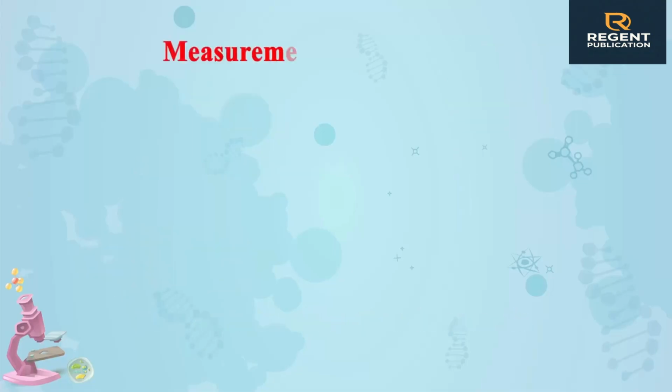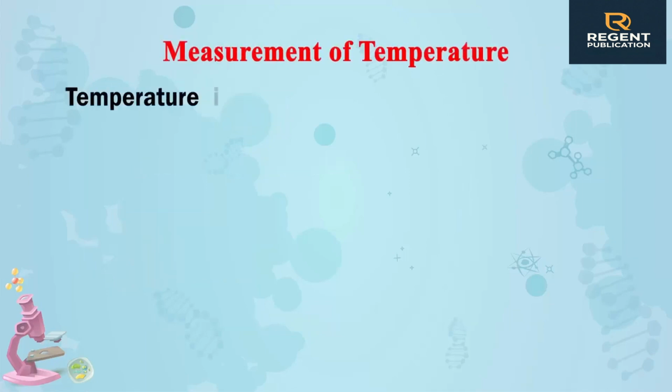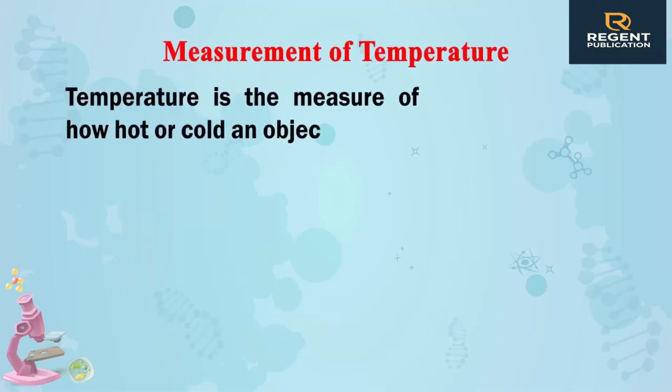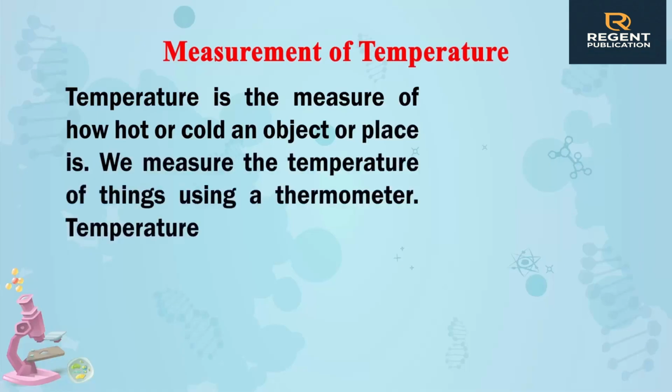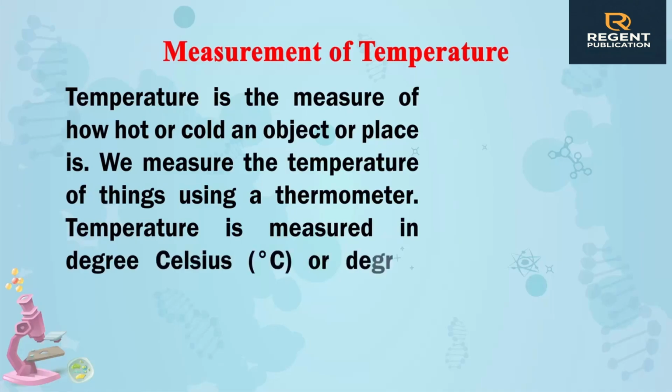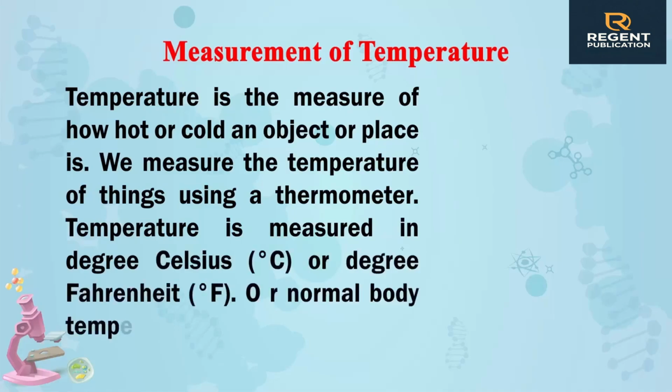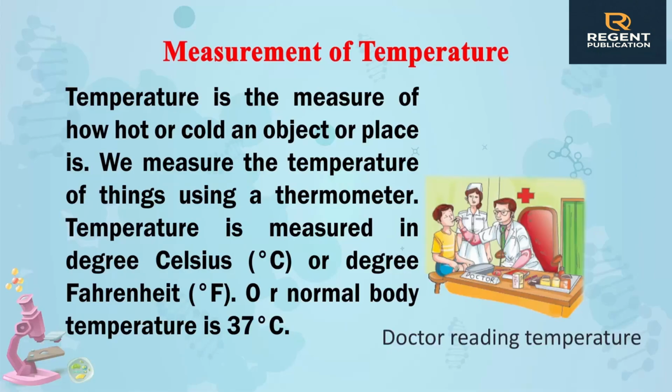Measurement of temperature. Temperature is the measure of how hot or cold an object or place is. We measure the temperature of things using a thermometer. Temperature is measured in degrees Celsius, C, or degrees Fahrenheit, F. Our normal body temperature is 37 degrees C.